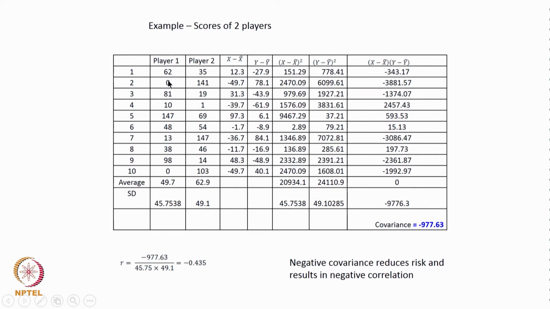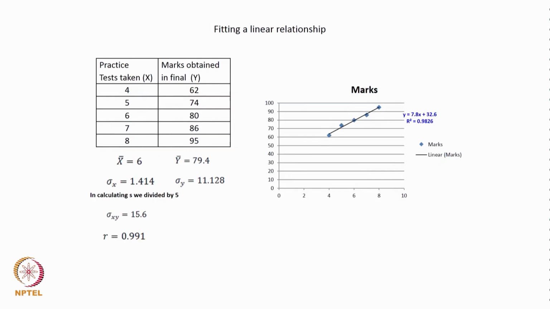here, you also see a 0 and 141 here, you see an 81 and a 19 here. So you realize that together they balance it, and the sum seems to average about 50 or more in these cases. So negative covariance reduces risk.